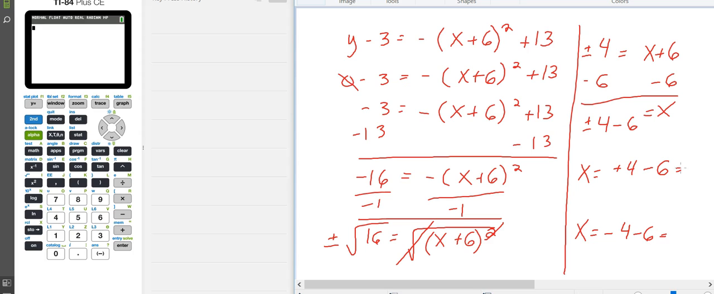So positive 4 minus 6 is negative 2. Negative 4 minus 6 is negative 10. So this parabola would cross the x-axis at x is equal to negative 2 and at x is equal to negative 10.